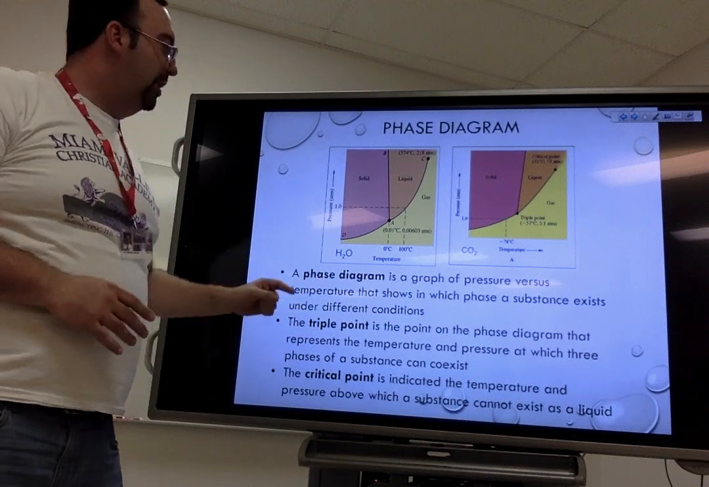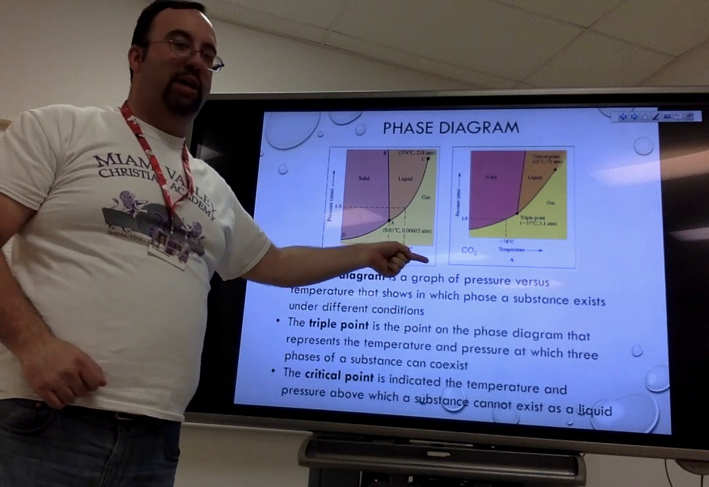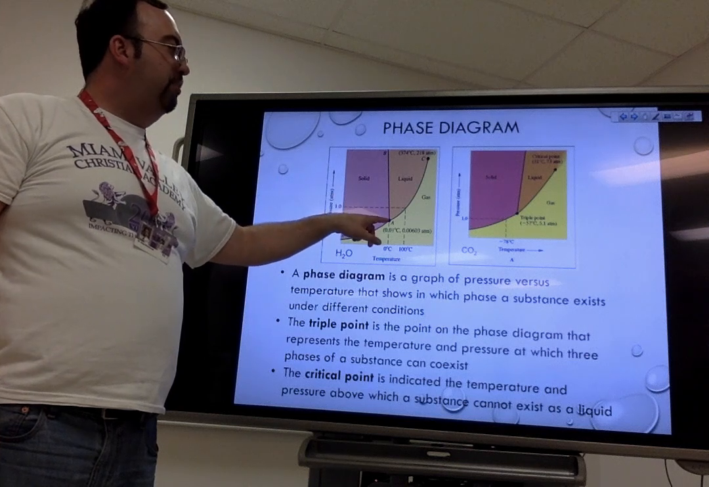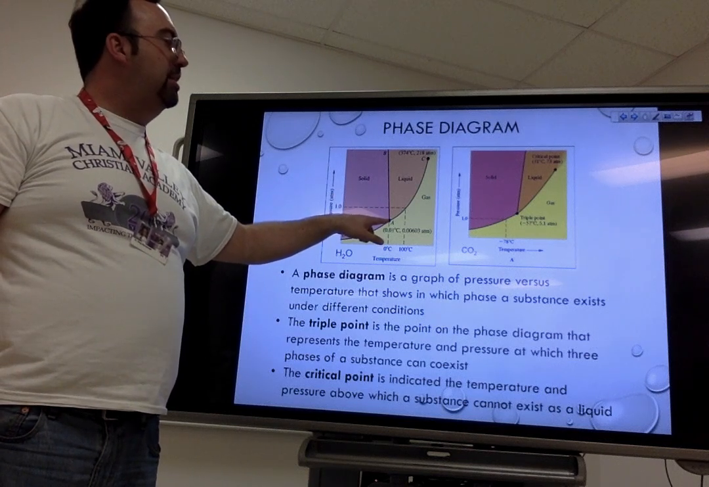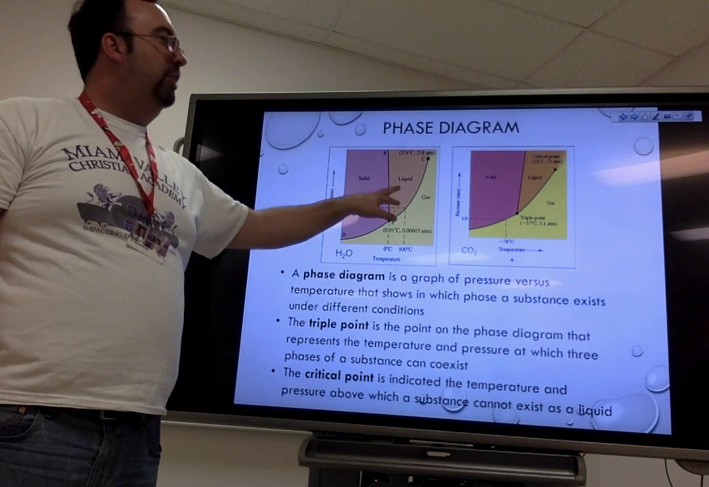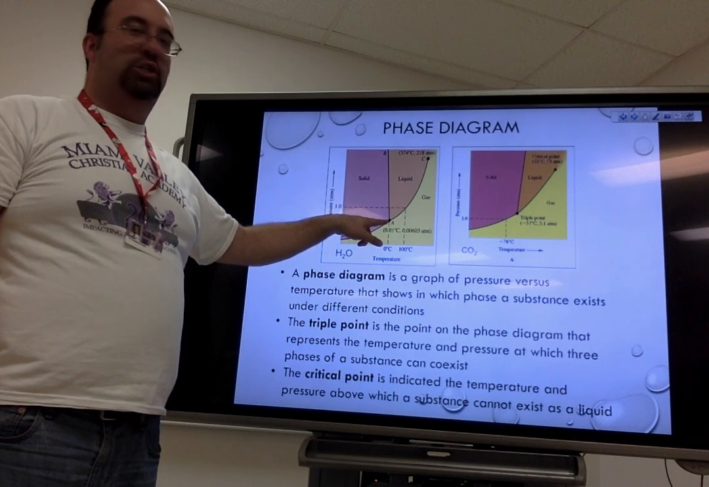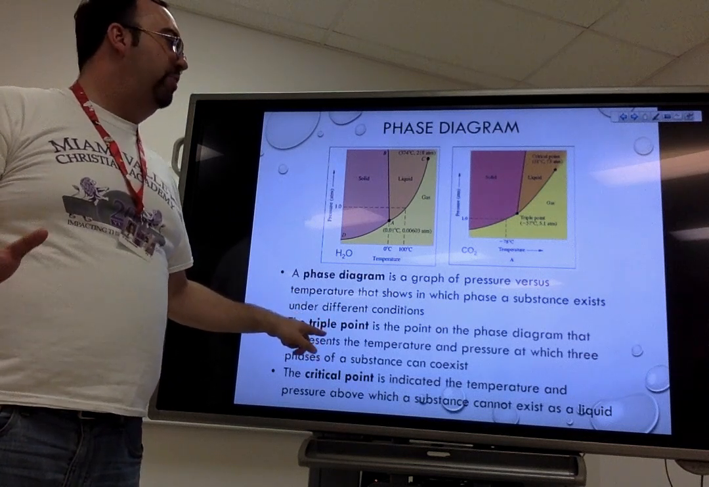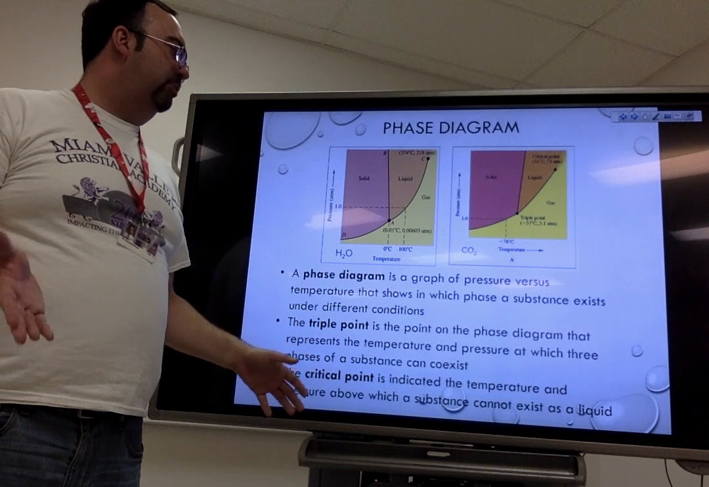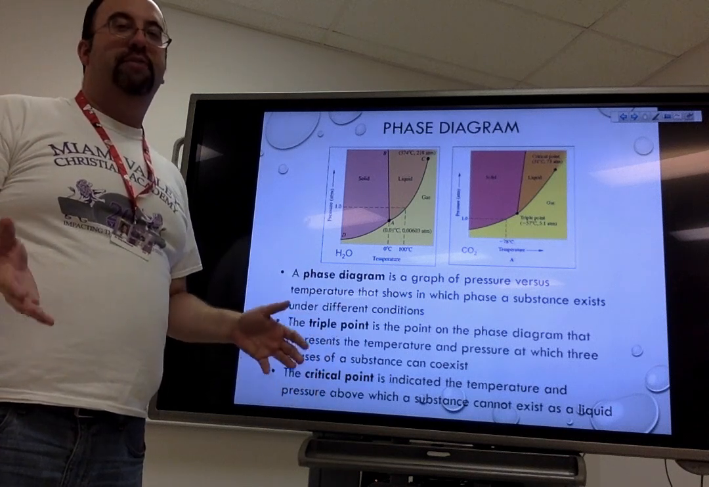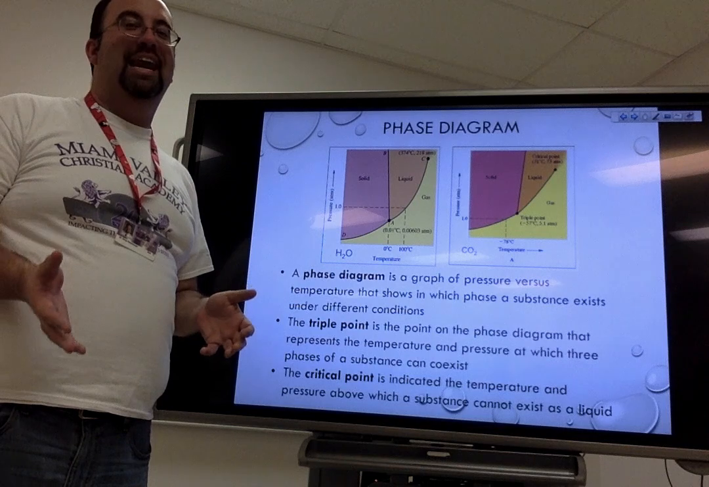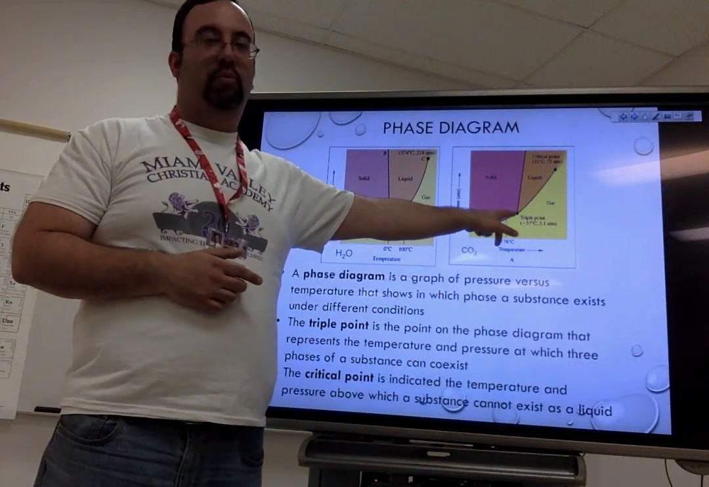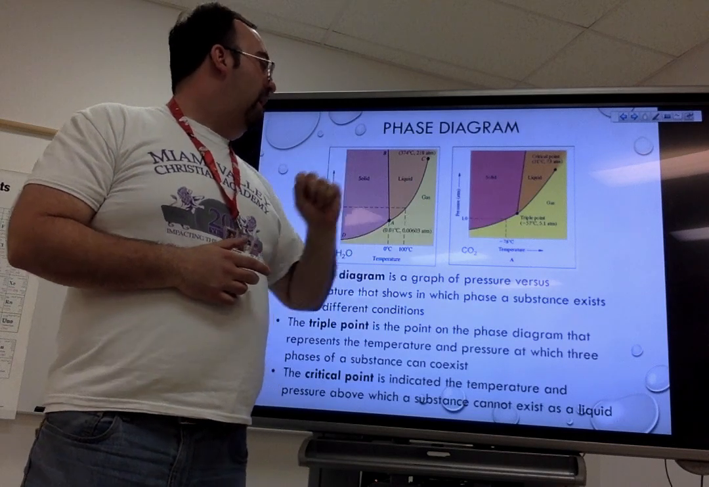Notice that the temperature increases as you go to the right, and the pressure increases as you go up. If we look, for example, at point A, you will see the intersection of the solid, the liquid, and the gas phases of water. This is referred to as the triple point. The triple point is the point on the phase diagram that represents the temperature and pressure at which all three phases of water can exist simultaneously. And notice also we have the triple point for carbon dioxide over here.